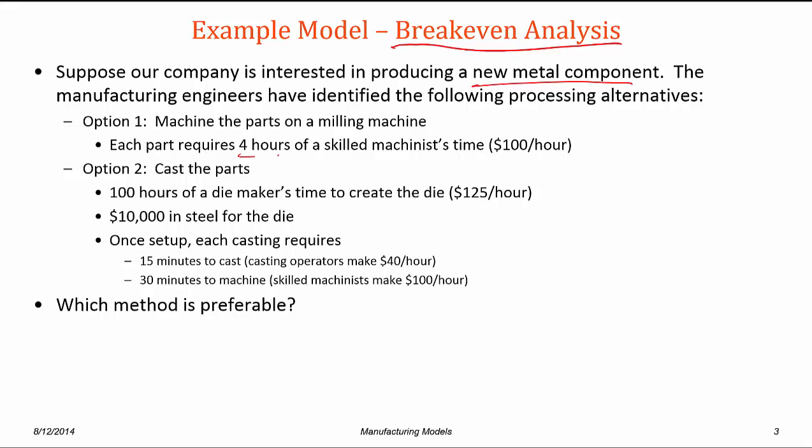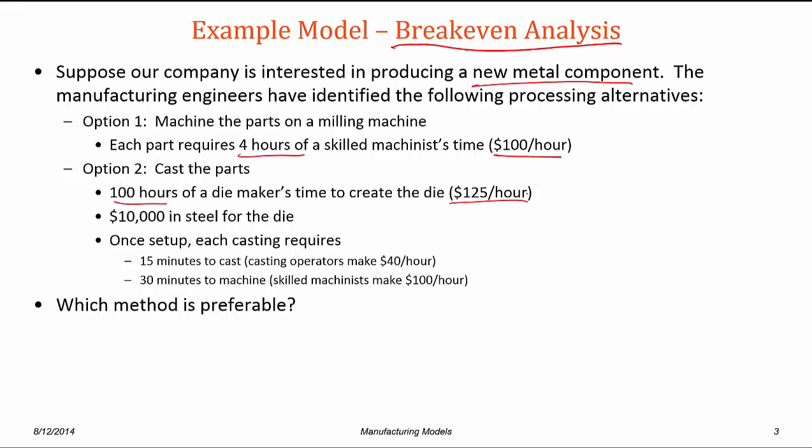To do this, it takes 4 hours at $100 an hour, and the $100 an hour is the machinist time plus the overhead associated with the equipment that the machinist is using. The second option is to cast the part, and prior to making the first part, we have to create the die in order to do the casting operation. Creating the die takes 100 hours of a die maker's time at $125 an hour, again including overhead and equipment costs and so on, plus $10,000 in steel to create the die.